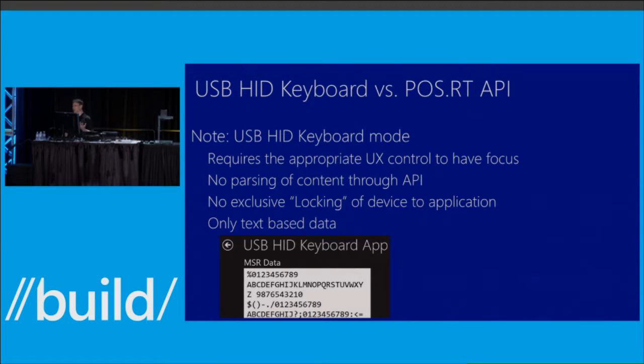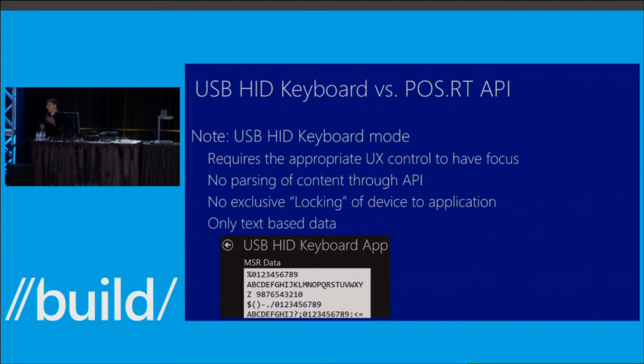So you need to make sure that the appropriate control in your application has focus at the time that the card is read, so that you could potentially hide all of that data from the user, because the user obviously doesn't want to see a stream of characters appearing inside of the application. And obviously you need to parse all of that data yourself because you're just getting a stream of keystrokes coming into your application. And you have no way of locking that card reader to your specific application, which is also a problem for things like payment card security and so on.